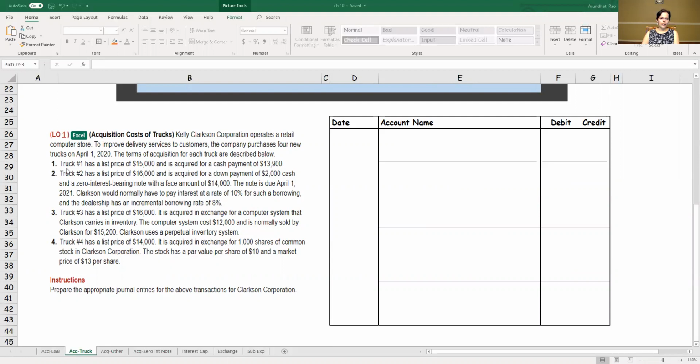So in the first case, they tell us truck number 1 has a list price of $15,000, and it is acquired for a cash payment of $13,900. So we always record the journal entry at the acquisition price. The list price is what the seller has it at. We don't care about that. It's what we paid that we care about.